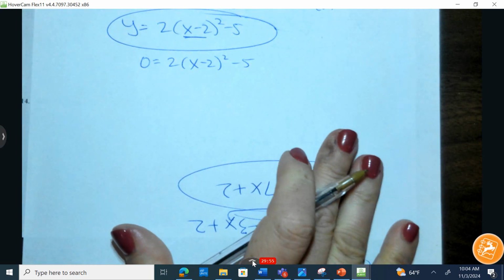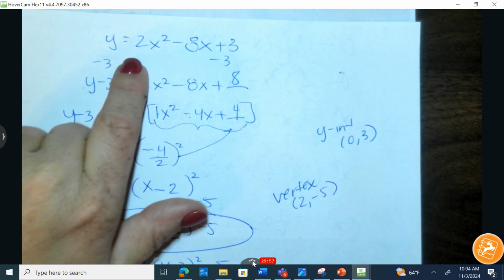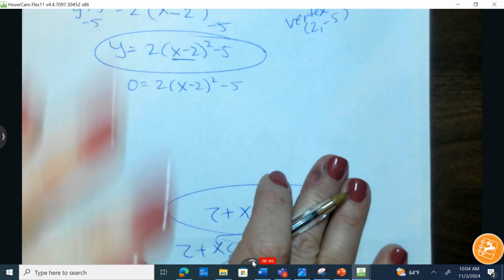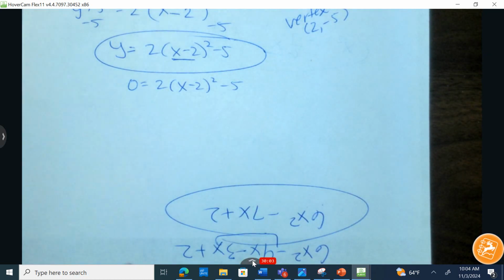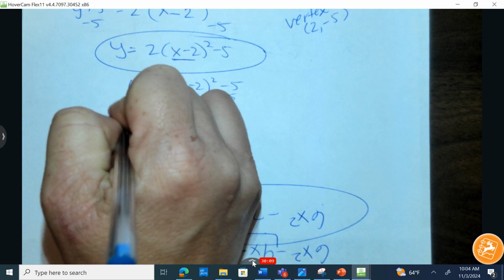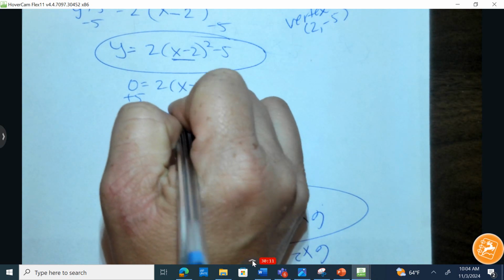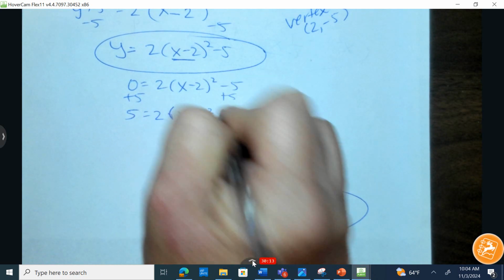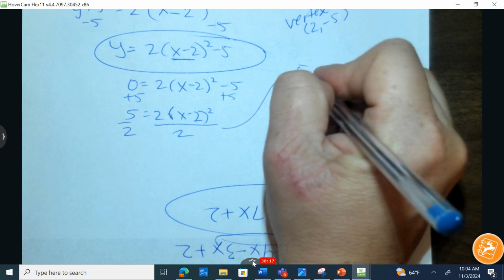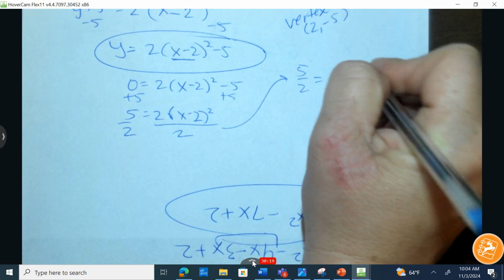If you prefer to use the quadratic formula, then come up to this problem and use the quadratic formula. It's totally up to you. In fact, I think I'd prefer to use the quadratic formula for this particular one, but let's keep going. So I'm going to add 5 to both sides. I'm going to divide by 2. And I have 5 halves equals (x minus 2) squared.